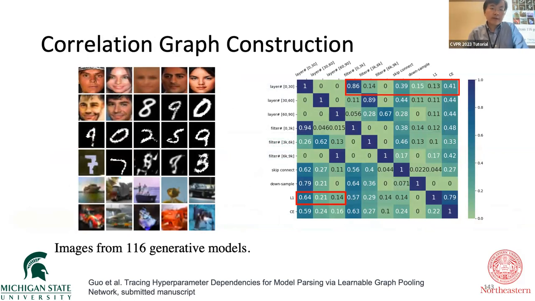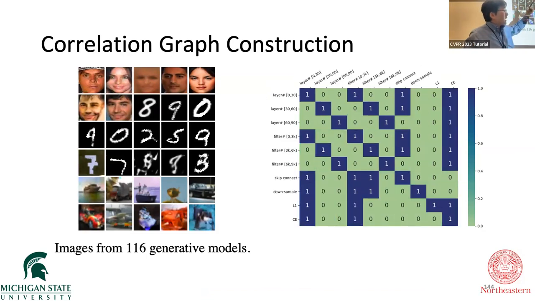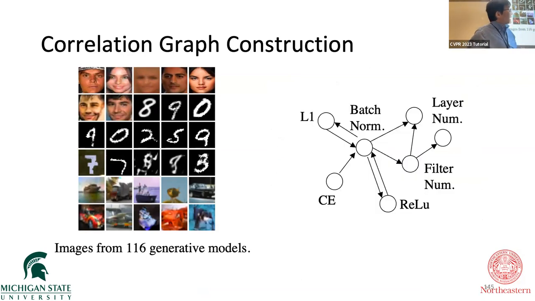model hyperparameters, okay? But the new thing we are doing here is that we want to understand the correlation between different hyperparameters, okay? So by taking 116 different GMs, we're trying to understand the correlation between different hyperparameters. Every row and every column is a different hyperparameter, and the value indicates the correlation of those hyperparameters. Based on the correlation, we set up a threshold and convert them into a binary map. Now, why do we do this? Because a binary map can be converted into a graph. Okay, that's the reason we do it.